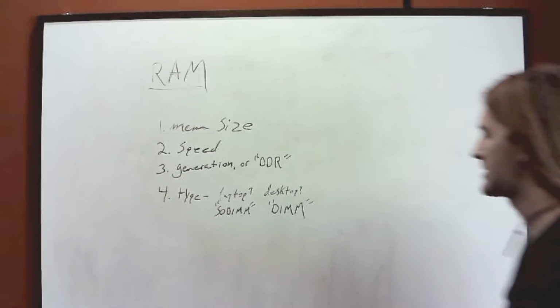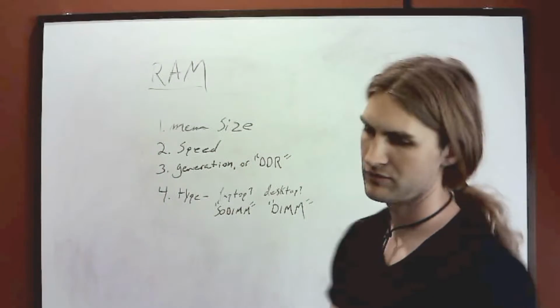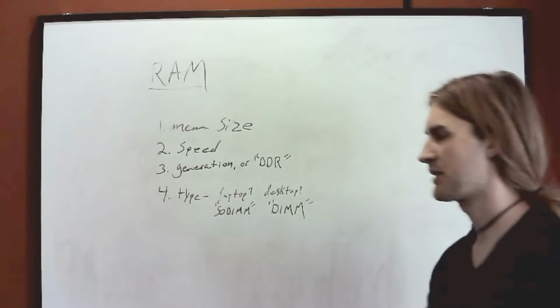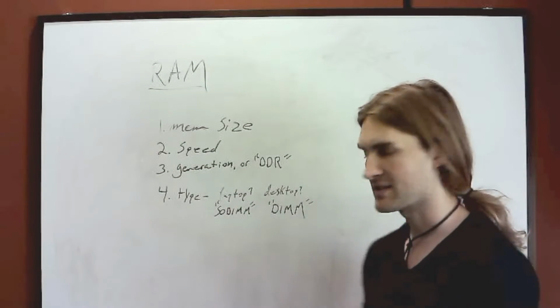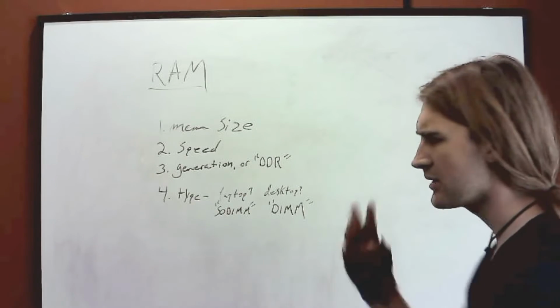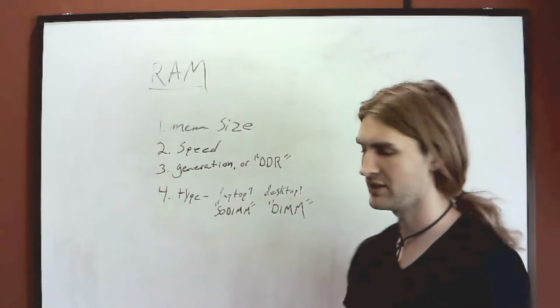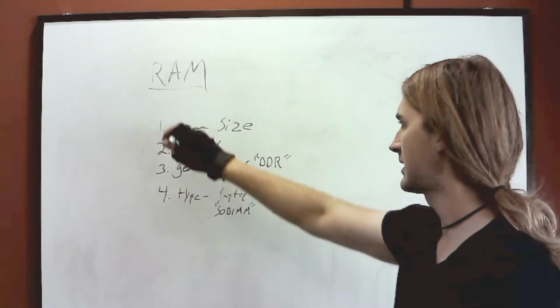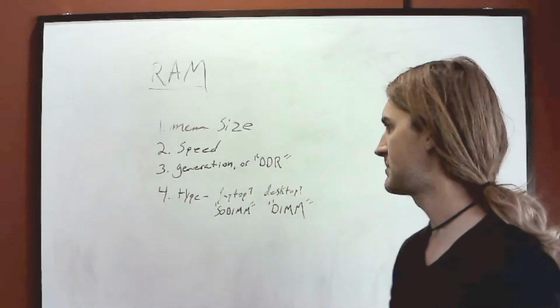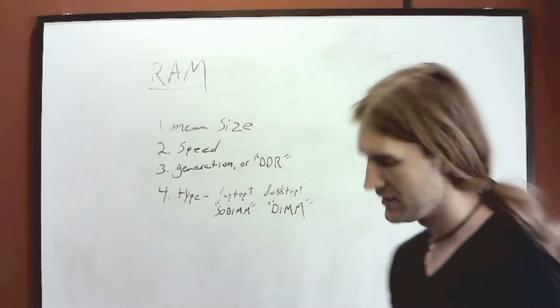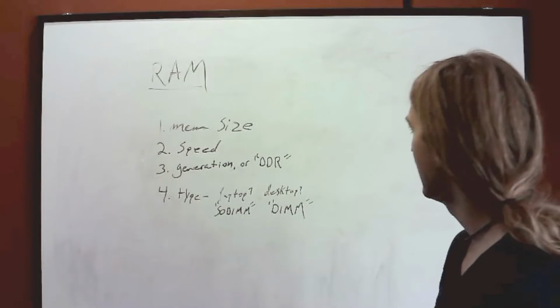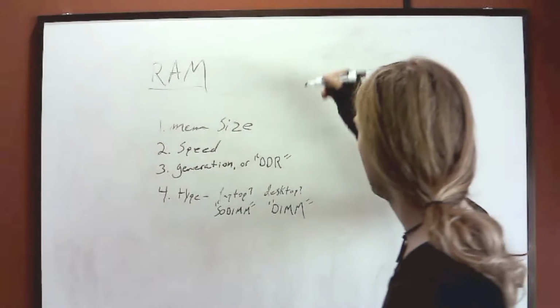So now it is time to talk about RAM, or random access memory, or as I like to think about it, short-term working memory, stuff you gotta do tasks with. There are four things you gotta look out for with RAM. You gotta look out for the memory size, the speed, the generation or the DDR, and the type. So let us look at a common way of speccing out RAM.